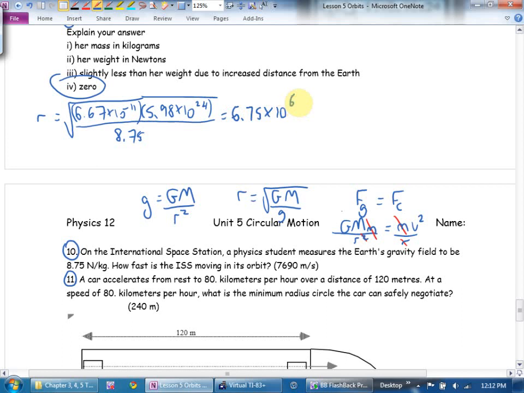Now I'd like to find its speed. So I would say gravity equals circular. Gravity equals circular with the v in it. And I think I'll end up with v being the square root of big G, big M over R.